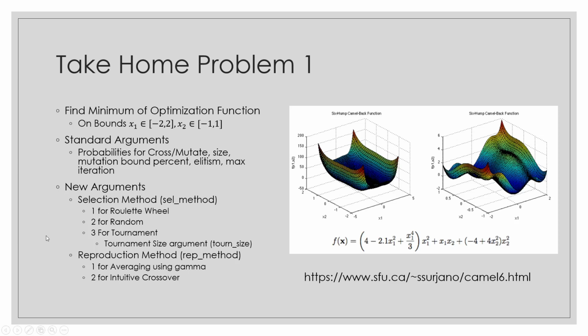Previously, we only did selection through roulette wheel. However, now we are going to do it with a range of methods. We're going to have an option for roulette wheel selection, random selection, and tournament style selection. And in addition to that, we're also going to have a way for the user to denote the reproduction method. Previously, we've been just using crossover as the average method. However, we're also going to now include a value that way we can use the intuitive crossover method.